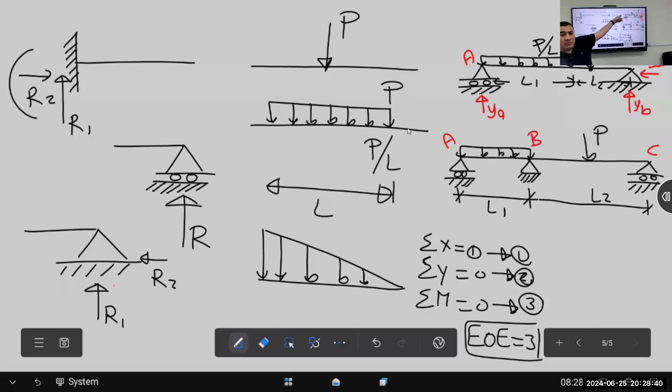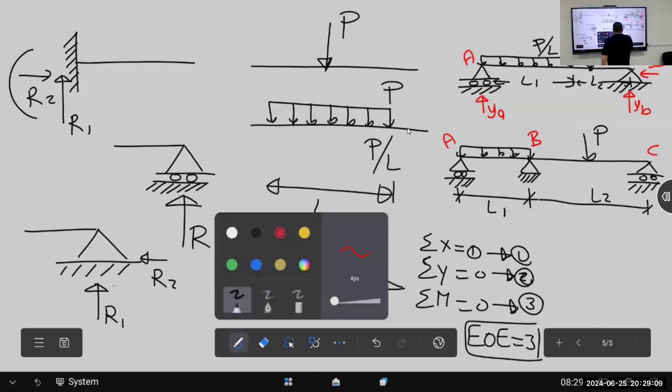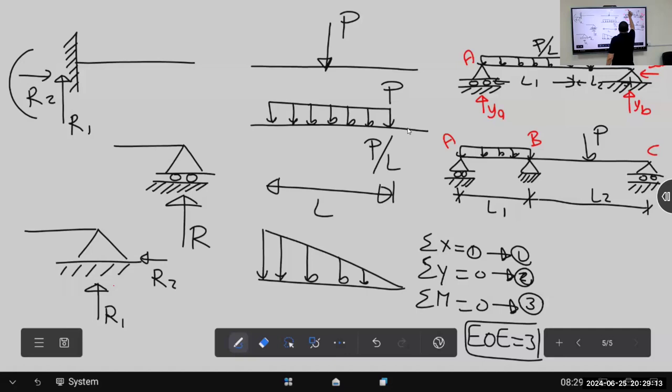Can you tell me Y_A equals what? No, I'm asking you if I give you values. Y_A equals what? You cannot tell me until you determine it, until you apply the equations, correct or not? But for the time being we call them unknowns. How many unknowns? 3. Equations equal 3. 3 minus 3 equals 0. So this beam is simply supported, statically determinate. Okay, let us go for the second beam. How many unknowns?